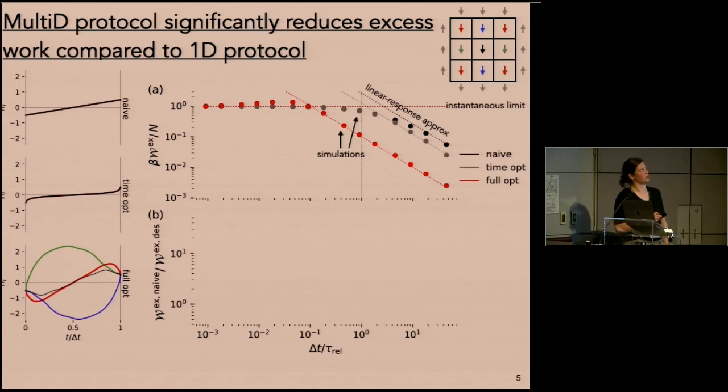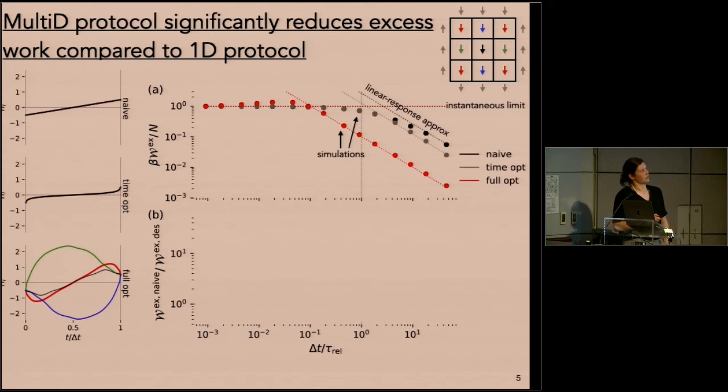This is a log-log plot of the excess work during the protocol, so the average excess work during the protocol, as a function of how long the protocol takes. So basically our protocols are optimized in this long duration limit, so where your driving is relatively slow.